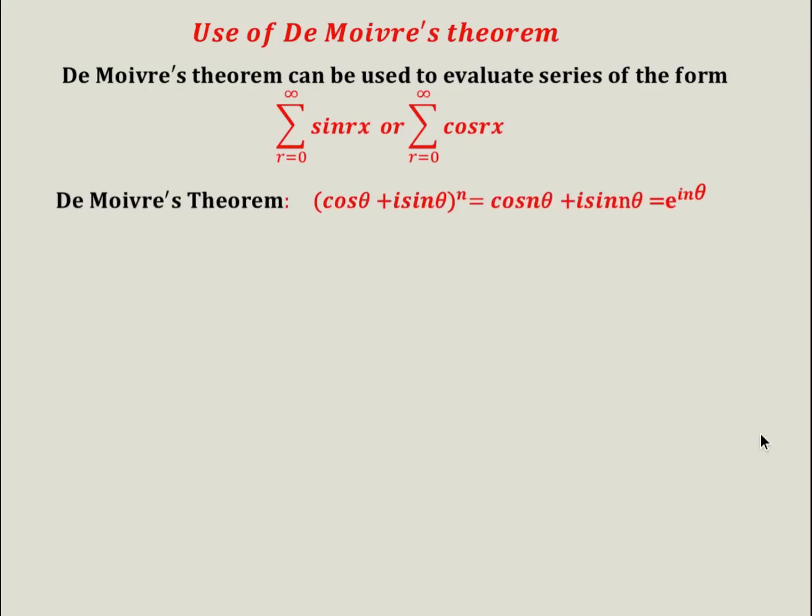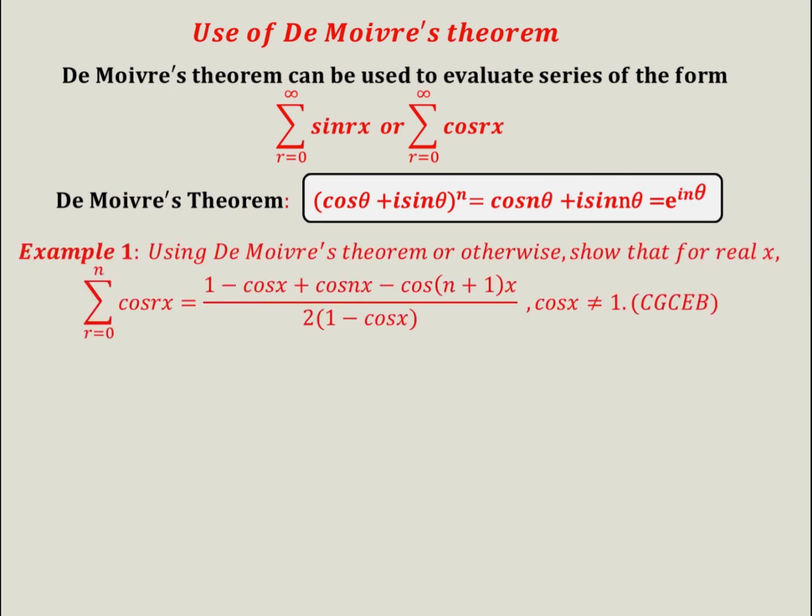We start by recalling De Moivre's theorem: (cos theta plus i sin theta) to the n equals cos n theta plus i sin n theta. So you can apply the theorem when the complex number is in polar form or in exponential form. We'll start straight away with an example, a GCE question.